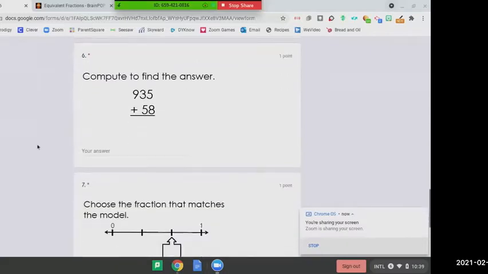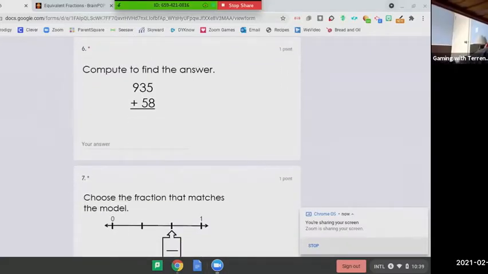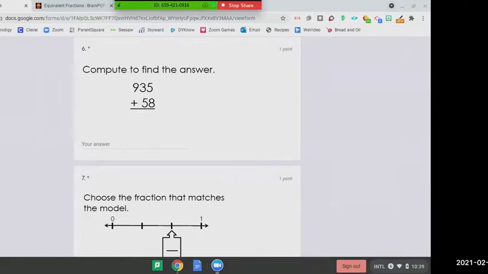Next up, we have compute to find the answer 935 plus 58. You should have typed the answer 993. 5 plus 8 is 13, so we've got to carry that 10, put down our 3 ones in our ones place. 1 ten plus 3 tens is 4 tens. 4 tens plus 5 tens is 9 tens, so we've got a 9 in our tens place. And then we have our 9 plus nothing, which is 9. So 993 should have been the only thing that you typed.